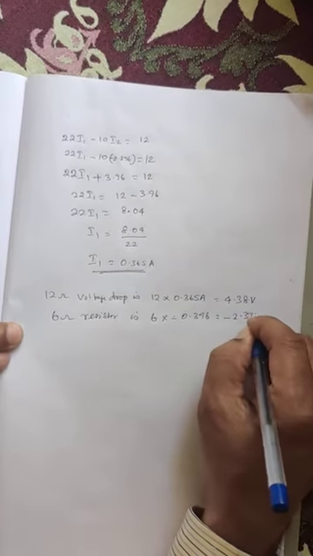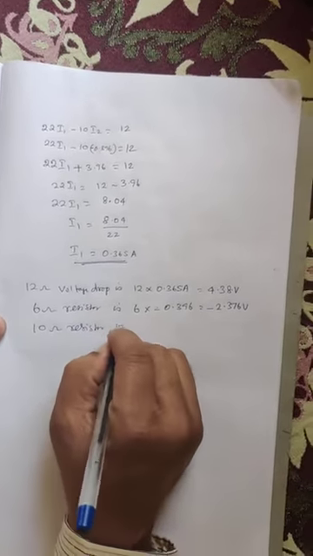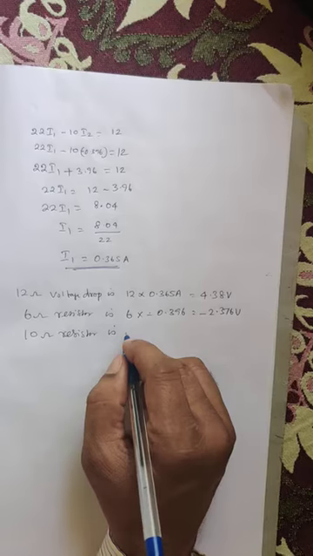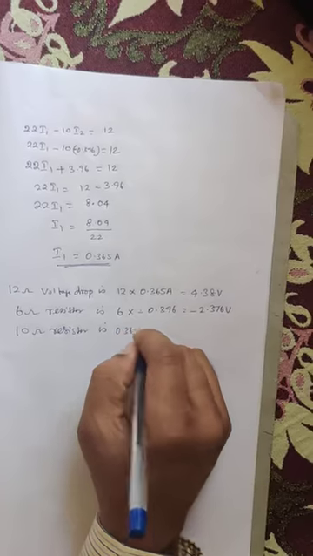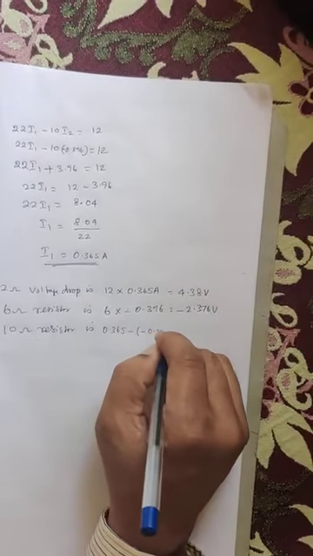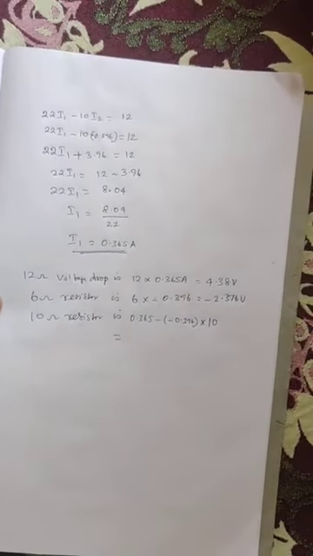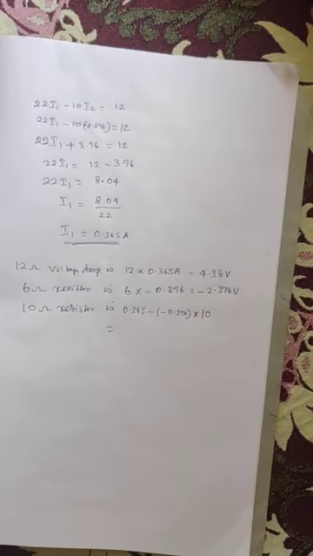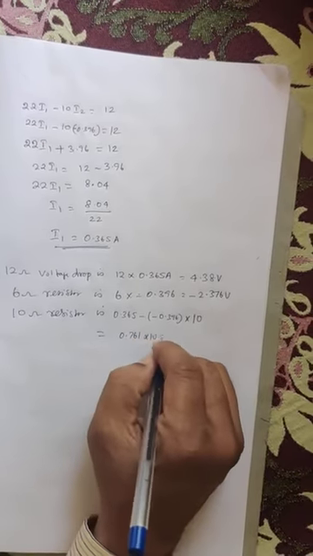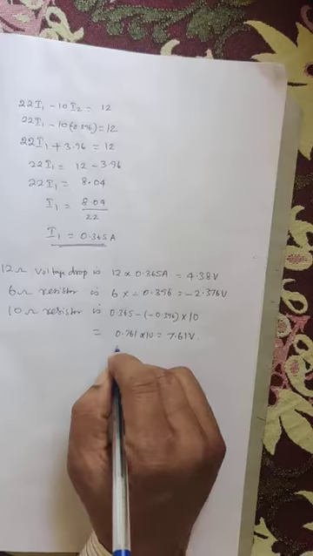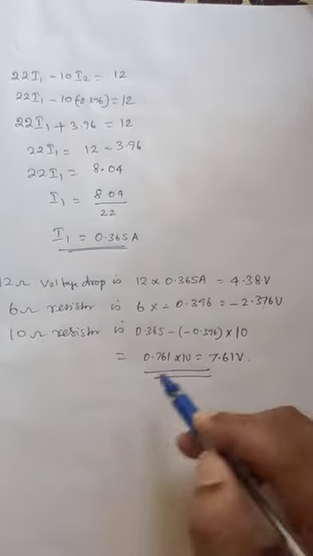Which is minus 2.376 volts. For the 10 ohm resistor, the current is I1 minus I2, so it will be 0.365 minus of minus 0.396, into 10 ohms. So it will be 0.365 plus 0.396, 0.761, into 10, which is 7.61 volts. So this is the drop in these three resistors, the 12 ohm, 6 ohm and 10 ohm resistors.